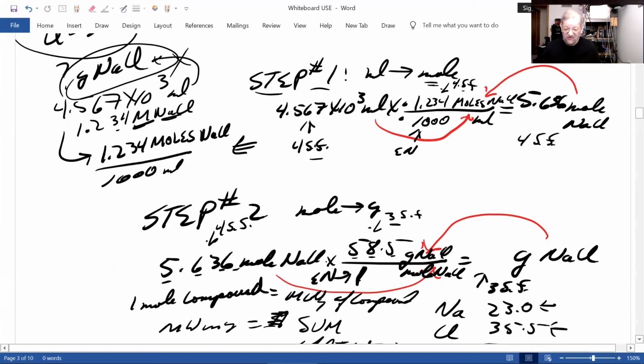And now it's time for me to go to my calculator. Nope, not yet. Remember, moles sodium chloride divide out. This divided by this. Remember, anything divided by itself equals 1, which is gone. I'm left with grams of sodium chloride, which is what I want. Now I can go to my calculator.